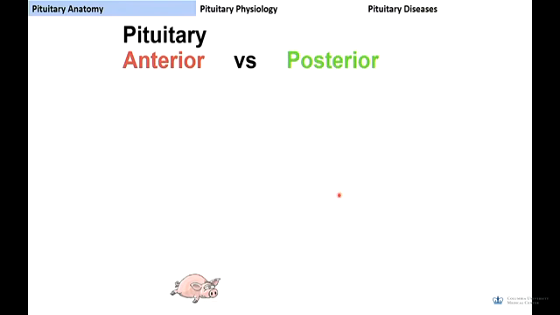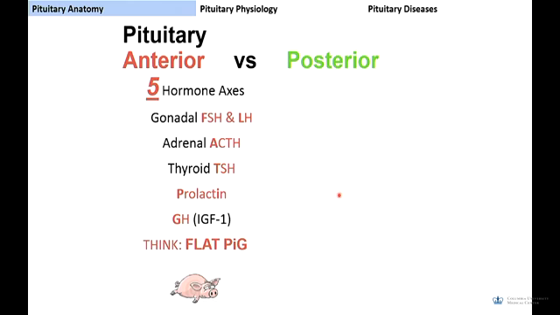Okay, so going through the anterior and posterior pituitary hormones. In the anterior pituitary, we have 5 hormonal axes, and we'll talk about those in more detail later. We have the gonadal, which releases FSH and LH, adrenal, which releases ACTH, thyroid releases TSH, then we have prolactin and growth hormone. So you can think flat pig. We'll come back to that throughout the lecture. And then the posterior just has 2 hormones, and that's oxytocin and vasopressin.